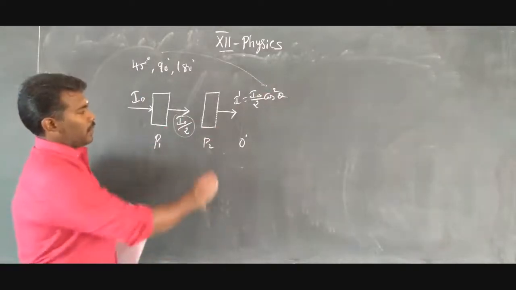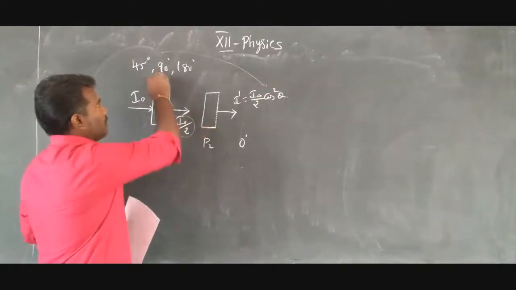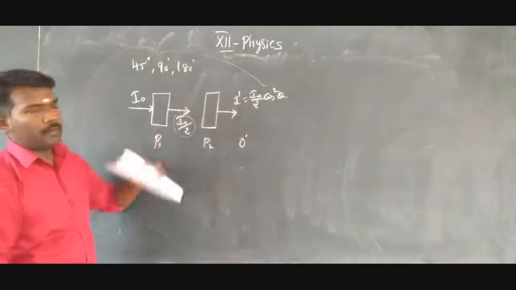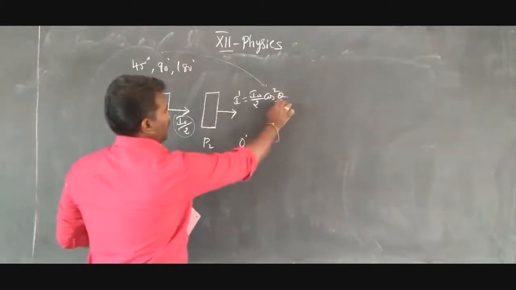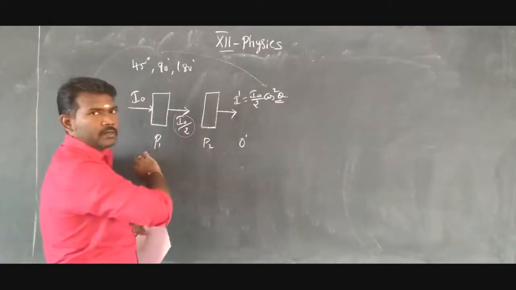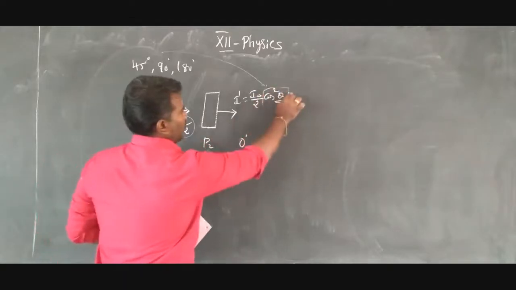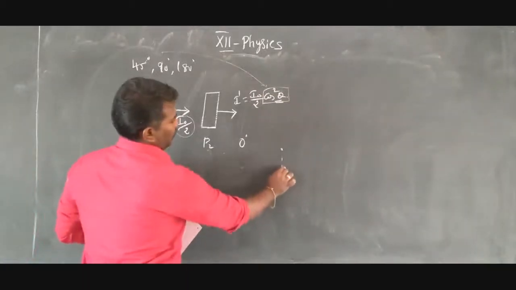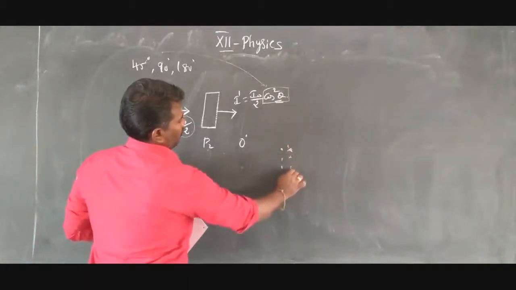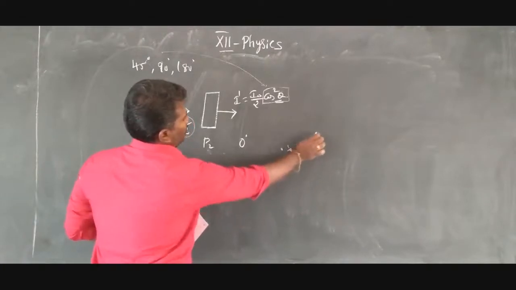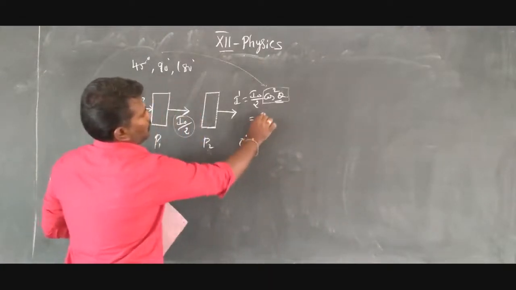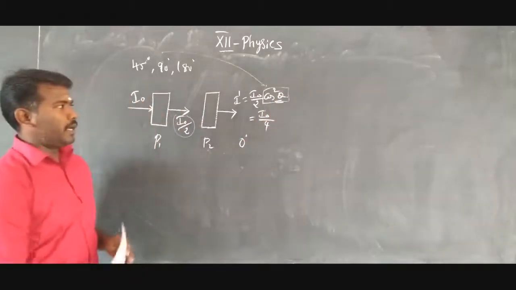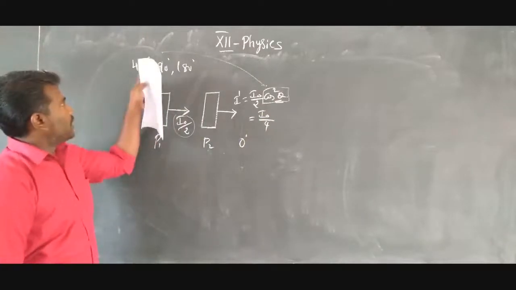If we rotate the second polaroid P2 by 45 degree from the initial position, the angle theta between polaroid 1 and 2 is 45 degree. So here you apply cos 45 degree. The cos 45 degree value is 1 by root 2. So the final intensity is I naught divided by 2 times 1 by root 2 square, which is I naught by 4. This is related to the 45 degree.